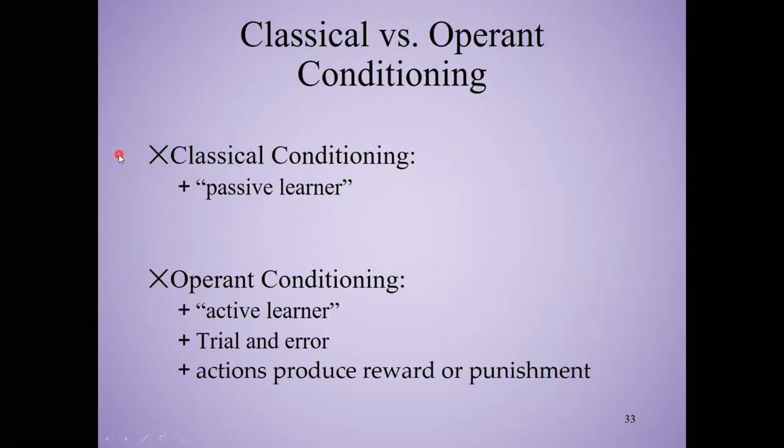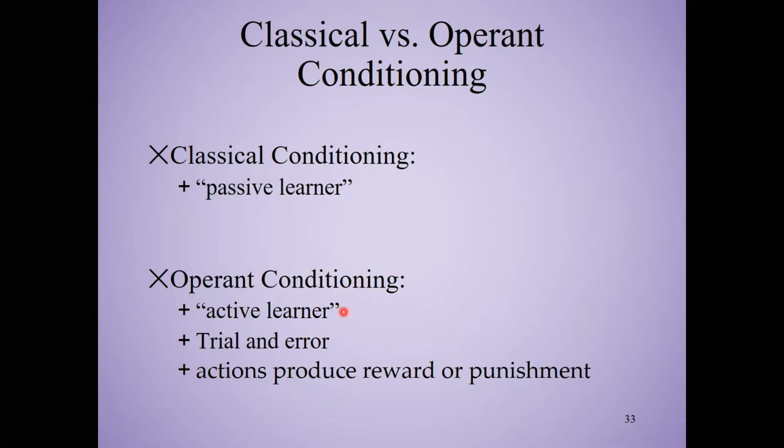In classical conditioning, which we studied last time, the learner is a passive learner. The two things just happen to them, they're just there. The organism is not doing anything, they're simply receiving those two events. On the other hand, in operant conditioning, as we'll see today, the organism is an active learner and is engaging with its environment to produce various consequences. So operant conditioning starts out with that organism doing something to influence its environment.